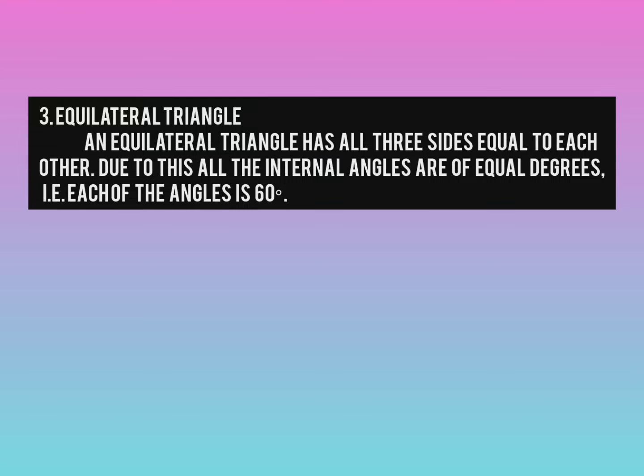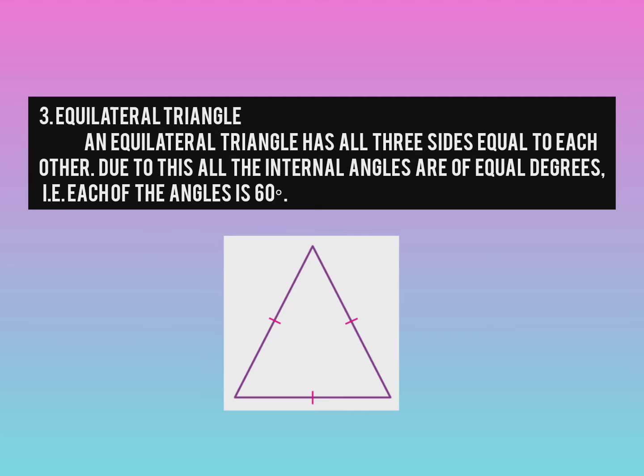Next, equilateral triangle. An equilateral triangle has all three sides equal to each other. Due to this, all the internal angles are of equal degrees and each of the angles is 60 degrees. This is the picture of equilateral triangle.